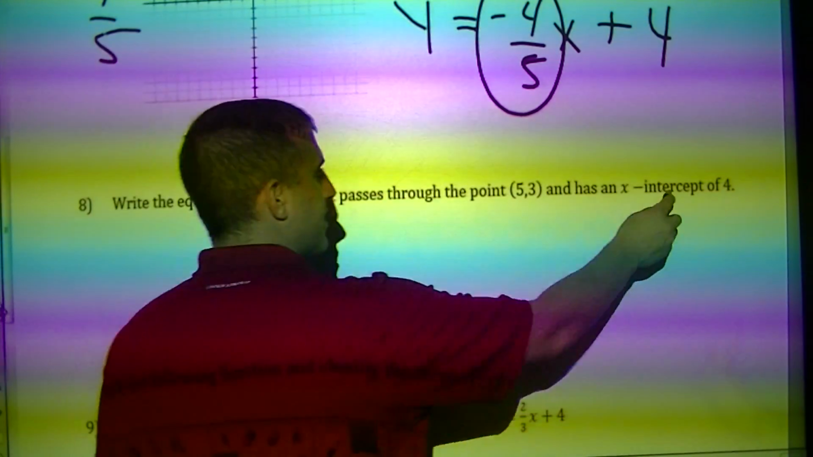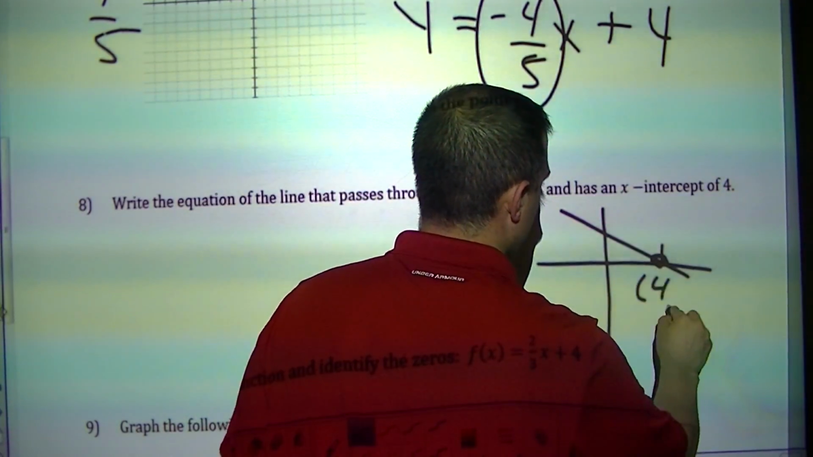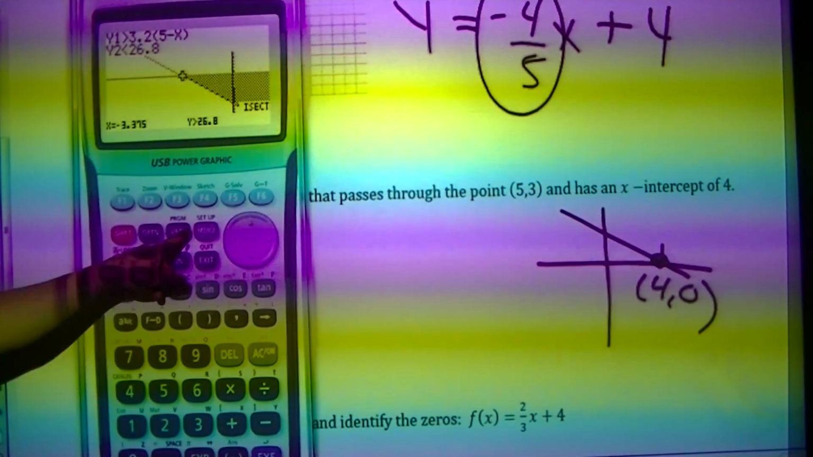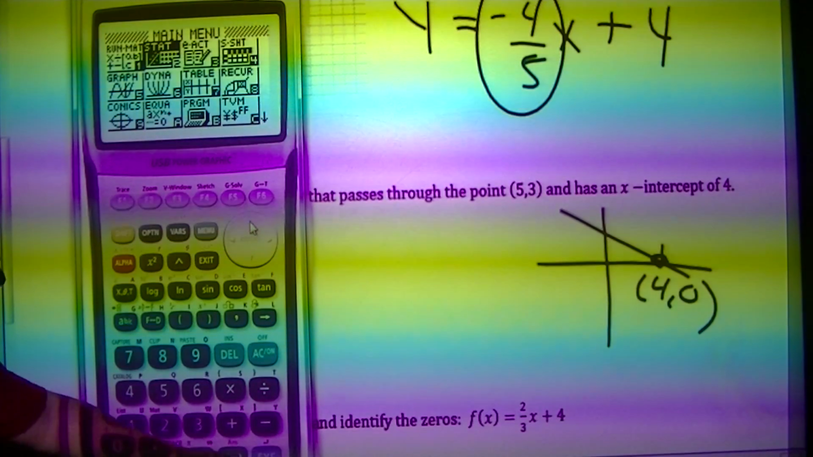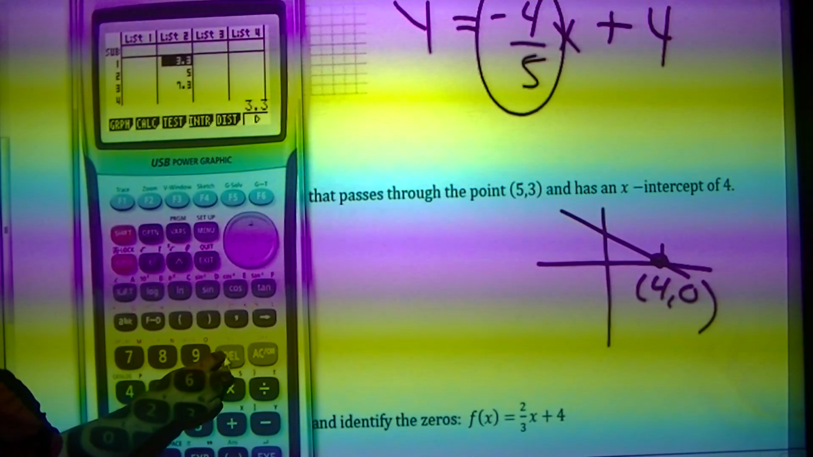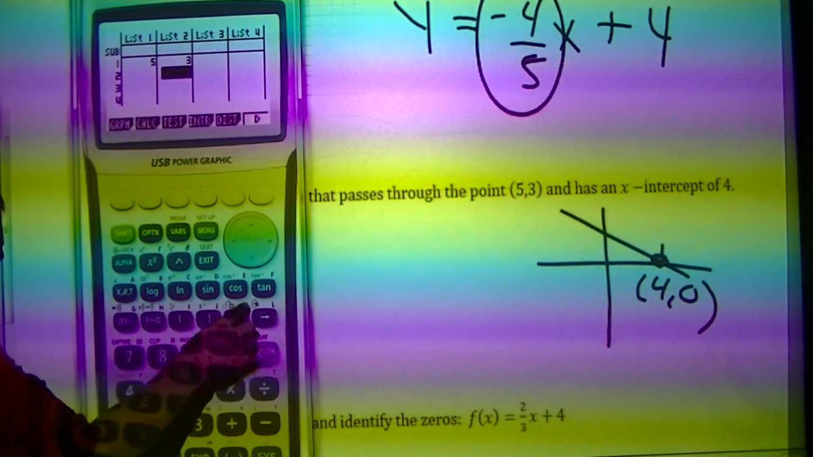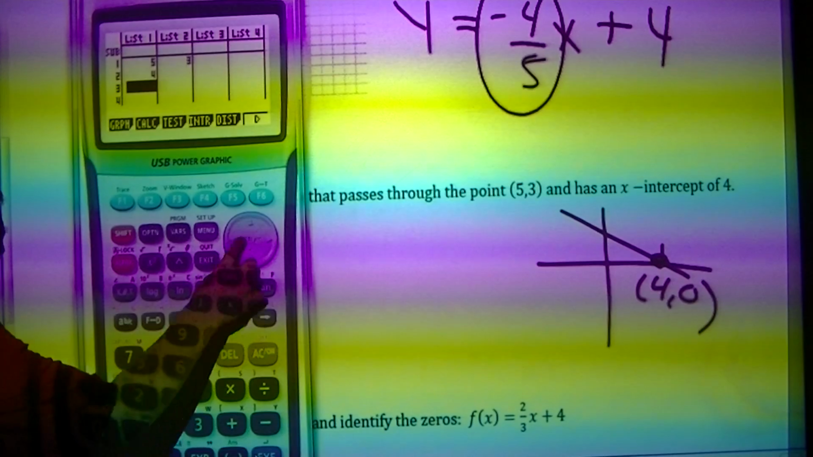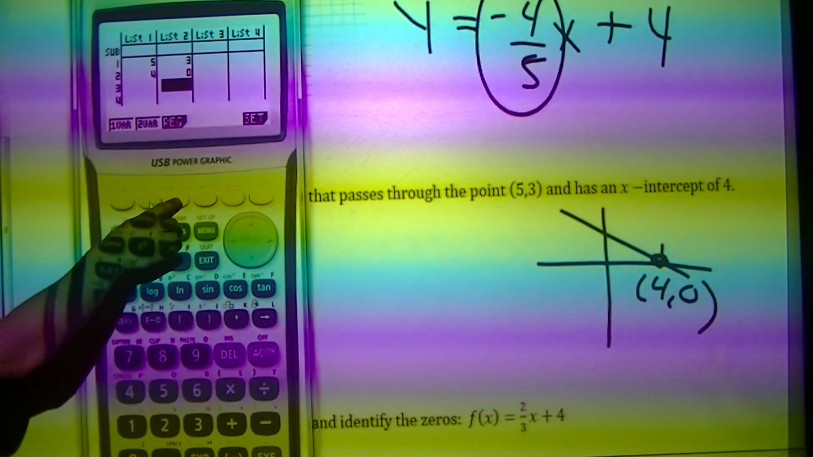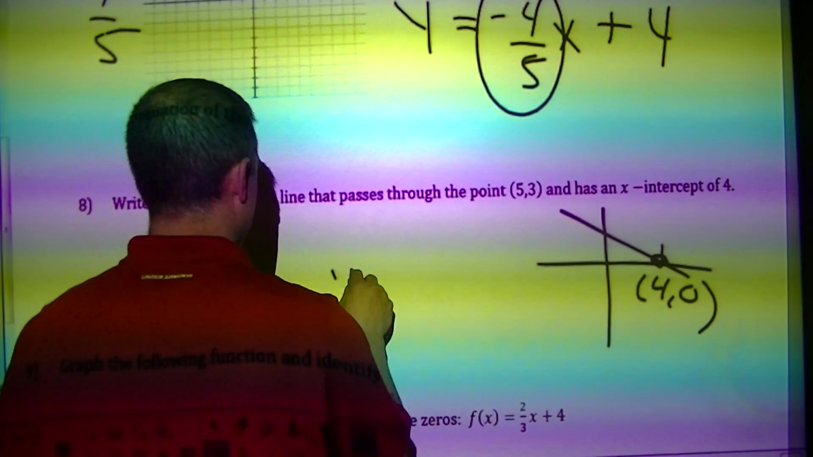An x-intercept. That coordinate means that would be 4, 0. So those are the two I'm going to use. So I'm going to go into menu, go to stat. Let me delete all this information. Delete. Delete. I'm going to make this 5, 3. 5, 3. And I'm going to make this 4, 0. I'm going to calculate, linear regression. So I got y equals 3x minus 12.